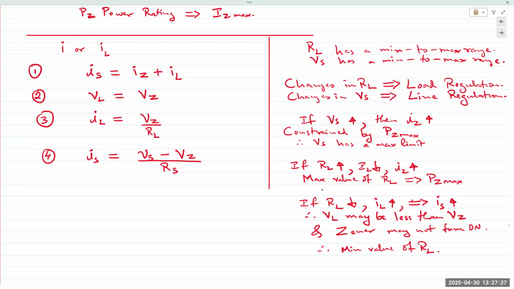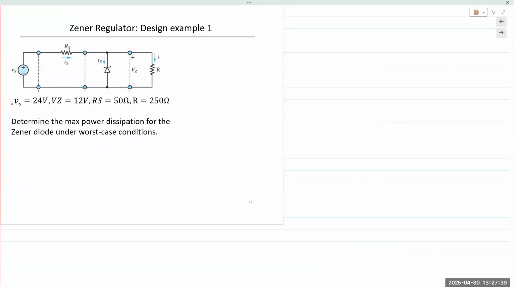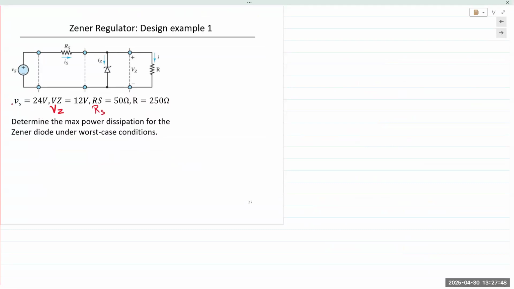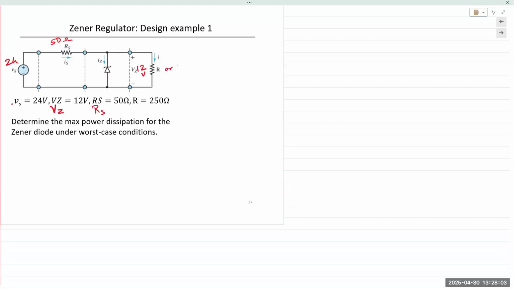Okay, let's look at an example. So we have a regulator circuit. VS is given as 24 volts. VZ is 12 volts. Rs, the series resistance, is 50 ohms. And VL is 12 volts. Load resistance, RL, is 250 ohms.